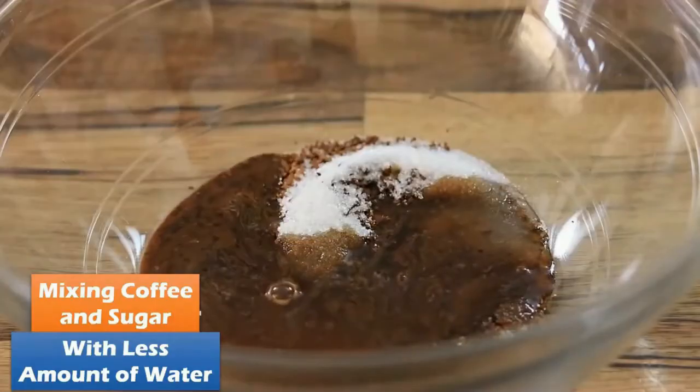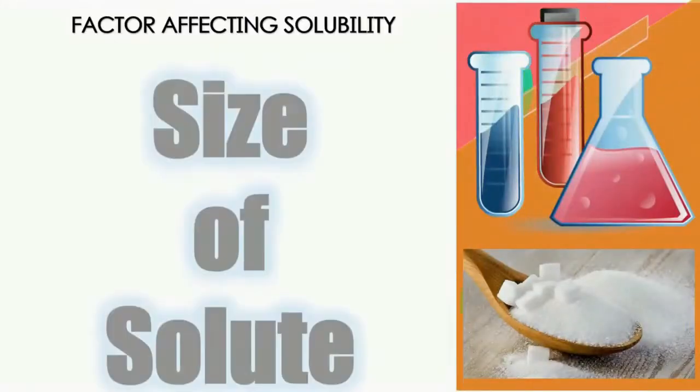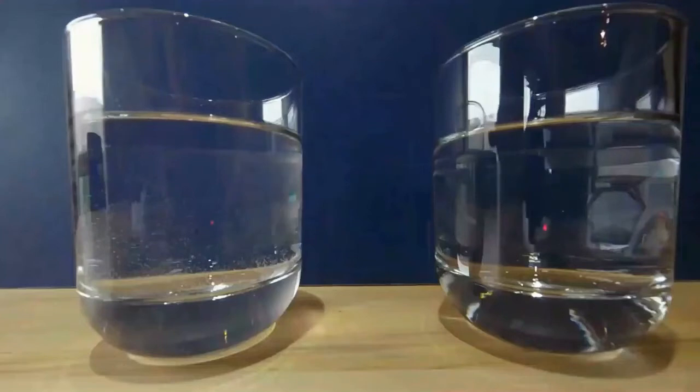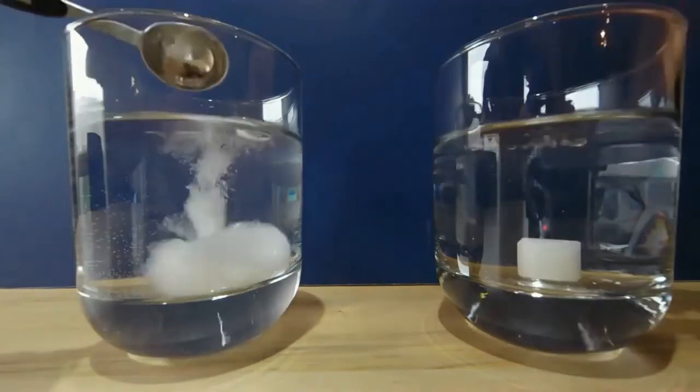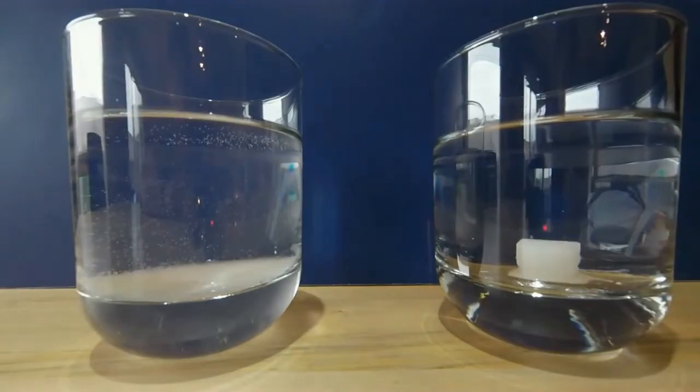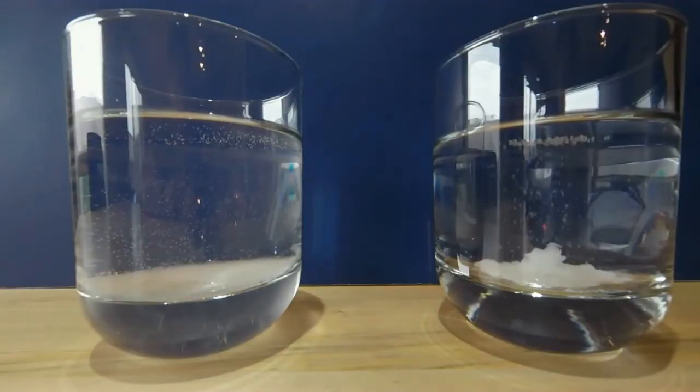The fifth factor affecting the solubility is the size of solute. Particle size affects the rate of solubility. Making the solid finer increases the surface area, which will come in contact with the solvent. Finely powdered salt will dissolve faster than rock salt.